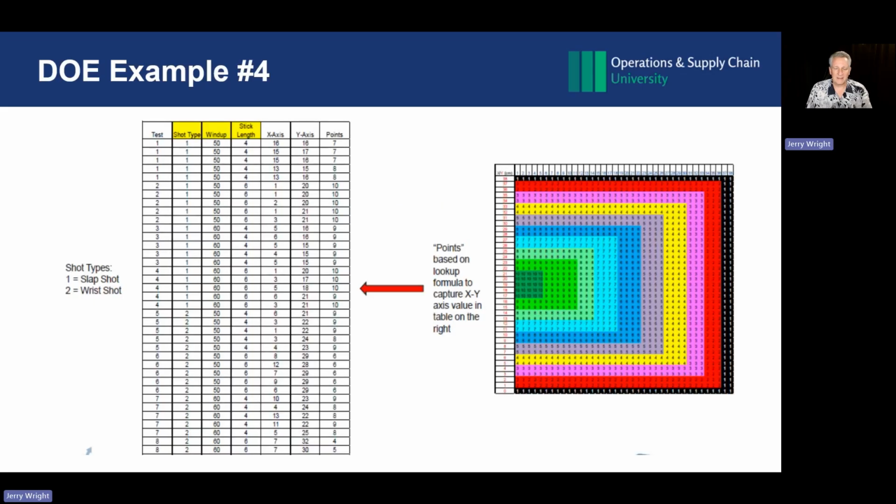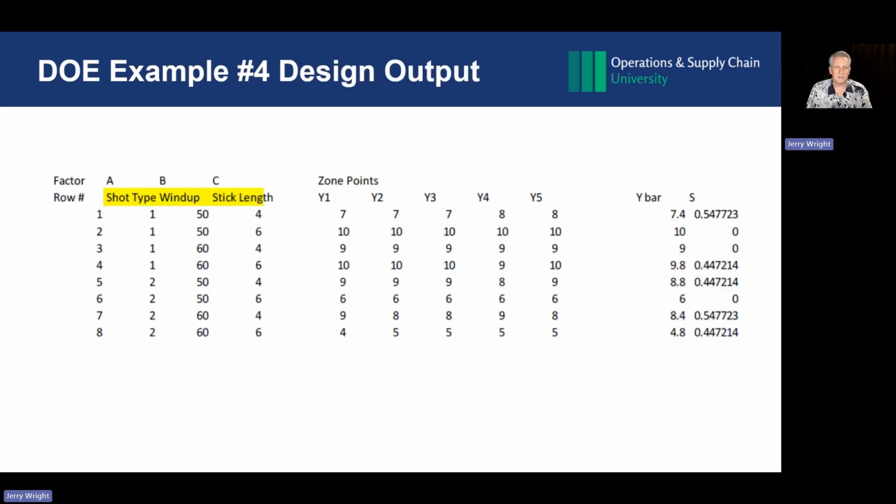So again, there were a slap shot and a wrist shot, and you could see the points based on where the puck landed. Tens were right at the goal mouth, and then they got increasingly lower. So these were the different factors: shot type, wrist shot or slap shot; the windup, so how far was it back, 50 degrees or 60 degrees; and then stick length, 4 inches or 6 inches.